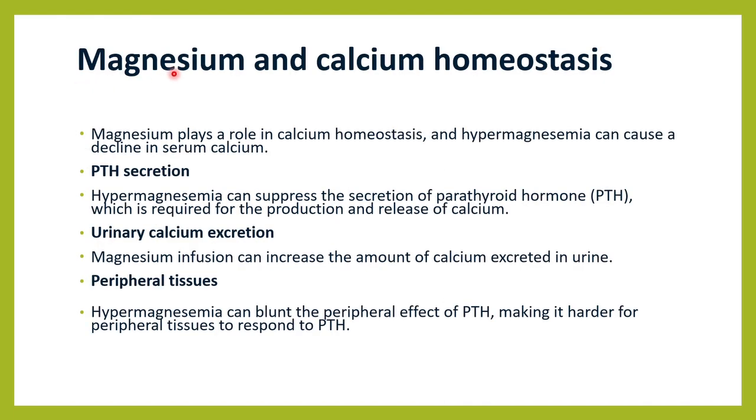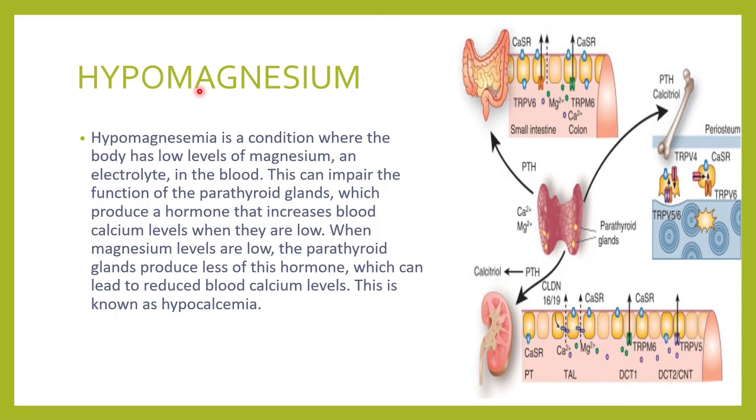Magnesium can also affect calcium homeostasis. Both hyper as well as hypomagnesemia can cause hypocalcemia. So when the level of magnesium is high in the blood, that can also cause hypocalcemia, and when the level of magnesium is low in the blood, that can also cause hypocalcemia. So both high and low magnesium levels can affect the calcium homeostasis.